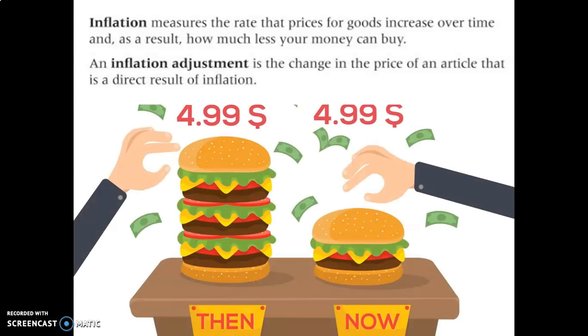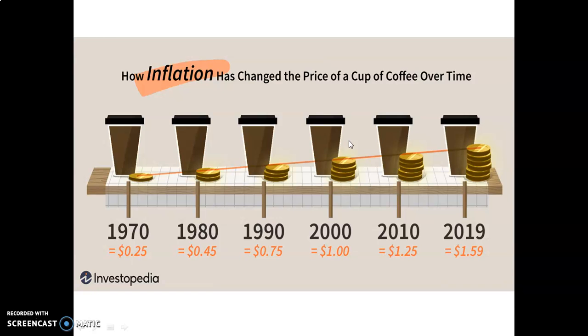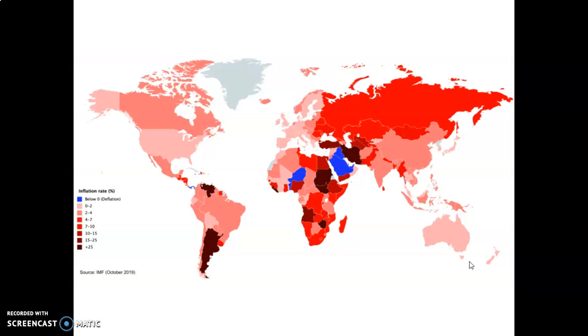Here's an example of inflation. We have, sometime in the past, burgers. For $4.99 I could buy this much food, and now for $4.99 I can only buy this. That shows inflation. Prices have gone up, so you can't buy as much for your money. Here's another example. Price of a cup of coffee over time. Look at the prices change over the decades. That shows inflation as well.